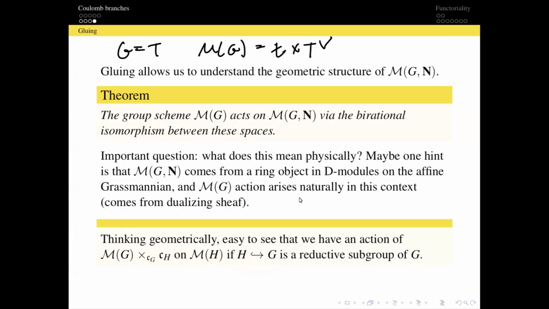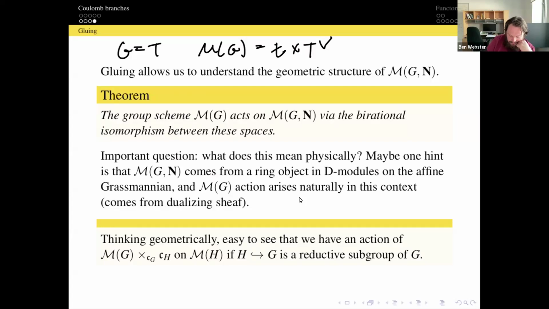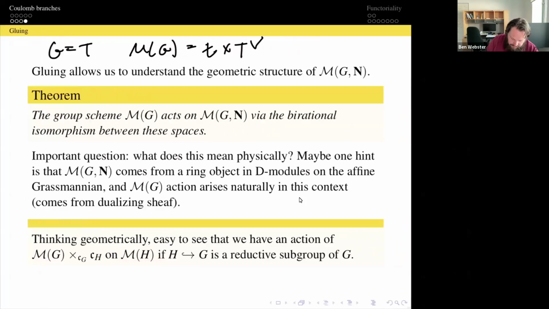So if I have a reductive subgroup H of G, then there's a generalization of this, which is I can take MH and MG acts on that. And I should be a little bit careful here because, of course, MH and MG aren't over the same base. So I should actually take MG and I should base change to the Lie algebra of the torus of H mod its Weyl group.